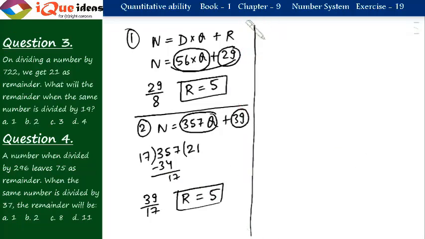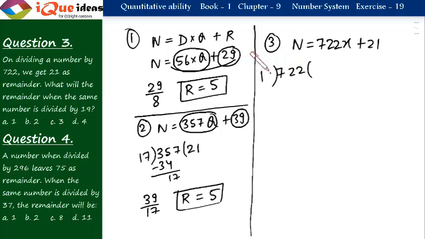Then question number 3. It says on dividing a number by 722, we get 21 as remainder. Very clearly the number can be written as 722x plus 21, right? You can take any number like that. Now, when the same number is divided by 19, first you need to check whether 722 is divisible by 19 or not. So 19 threes are 57. So subtract 72 minus 57, you will get 15, 152. So 19 eights are 152. So right, 722 is divisible by 19.